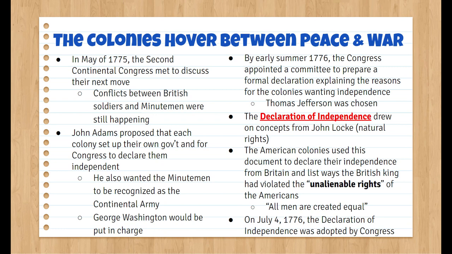By early summer 1776, the Congress appointed a committee to prepare a formal declaration explaining the reasons for colonies wanting independence. Thomas Jefferson was chosen to write this declaration. The Declaration of Independence drew on concepts from John Locke, so these Enlightenment ideals like natural rights. The American colonies used this document to declare their independence from Britain and list the ways the British king had violated the unalienable rights of Americans. And this idea that all men should be created equal. And so we will be looking at the Declaration of Independence in class. On July 4th, 1776, the Declaration of Independence was adopted by Congress.